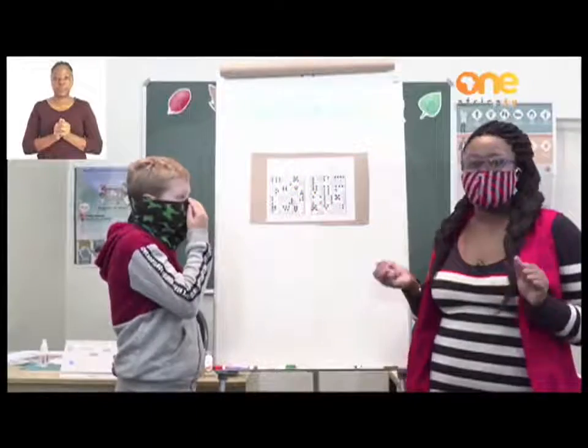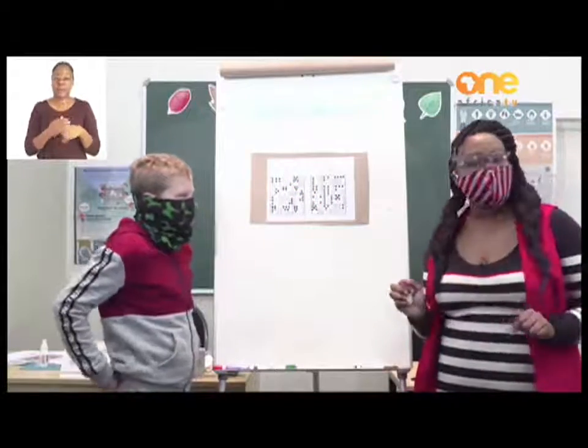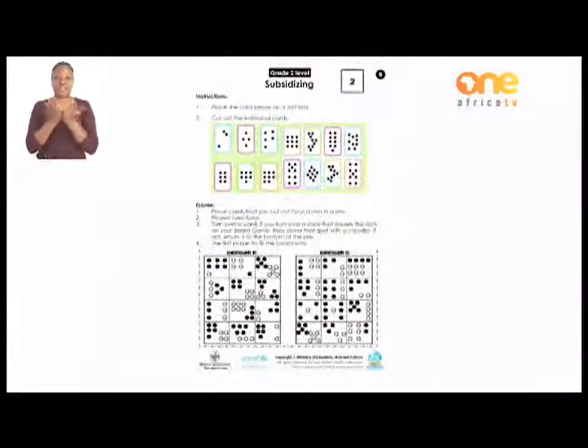Our first exercise is very exciting. Let's turn to page 9. Here we have subsidizing. Now, this is a very interesting game that needs you to listen to the instructions. The first thing that you're going to do is place the cards below on a soft box. It can be any box. It can be a cereal box. It can be a box for anything. Just make sure that the cards fit on the box.